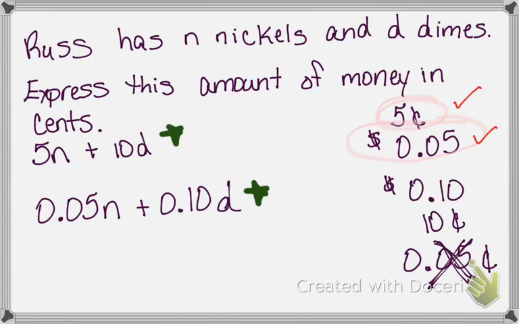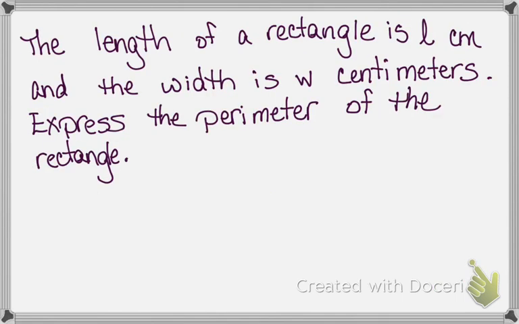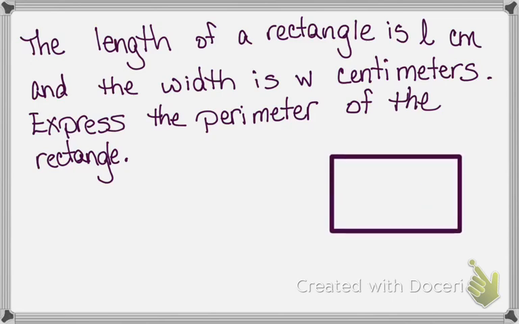Okay? One more. The length of a rectangle is L centimeters and the width is W centimeters. Express the perimeter of the rectangle. Now, I always draw a rectangle. That's the first thing that I do in this situation, because it helps my brain to think about what I'm dealing with. Okay? So I have the length of a rectangle is L, and the width is W. Express the perimeter of the rectangle.